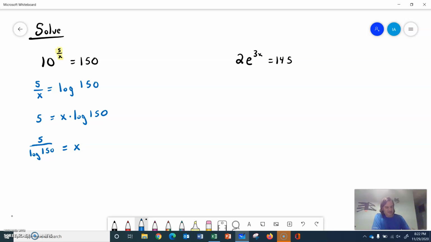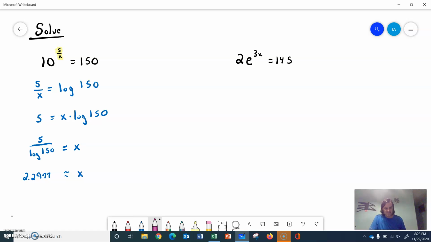Exact answers are nice, but sometimes they're a little hard to understand. So let's put it into a calculator. And we get that x is about 2.2977 if I'm going to round to 4 decimal places. So you want to make sure you can get those out of your calculator.